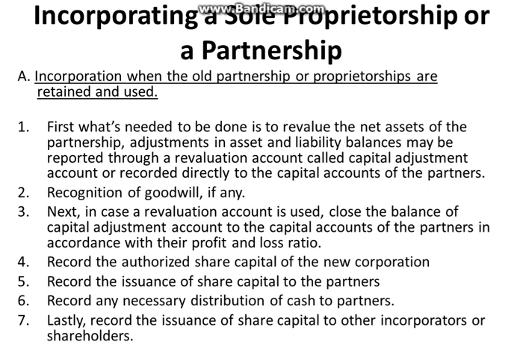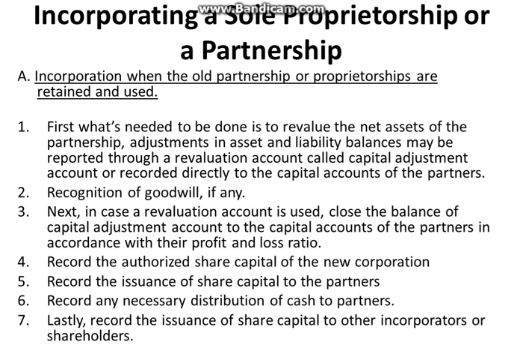First, what needs to be done is to revalue the net assets of the partnership. Adjustments in asset and liability balances may be reported through a revaluation account called capital adjustment account, or recorded directly to the capital accounts of the partners. Next is to recognize goodwill if there is any. Next, in case a revaluation account is used, we have to close the balance of the capital adjustment account to the capital accounts of the partners in accordance with their profit and loss ratio.